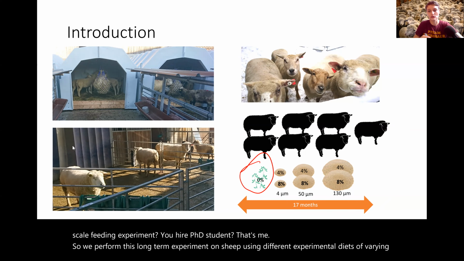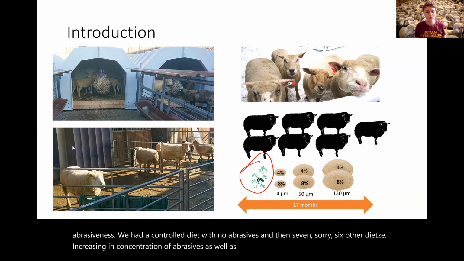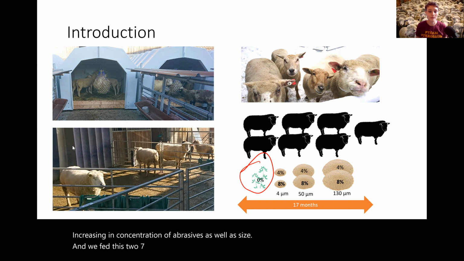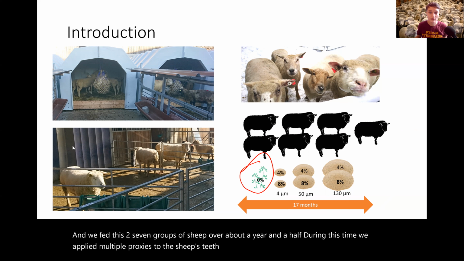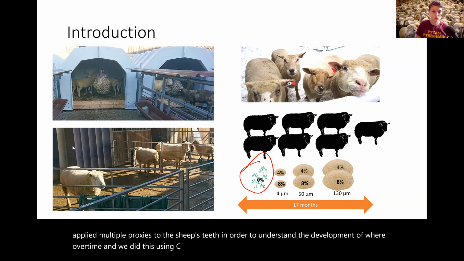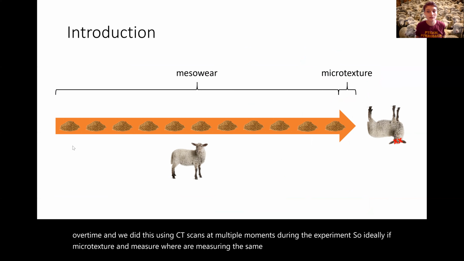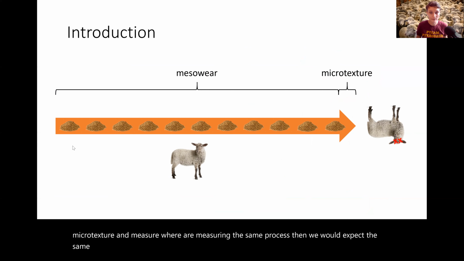We had a controlled diet with no abrasives, and then 6 other diets increasing in concentration of abrasives as well as size. And we fed this to 7 groups of sheep over about a year and a half. During this time, we applied multiple proxies to the sheep's teeth in order to understand the development of wear over time. And we did this using CT scans at multiple moments during the experiment. So ideally, if microtexture and mesowear are measuring the same process, then we would expect the same signal across the different proxies.